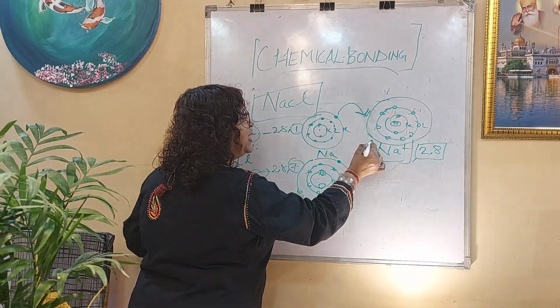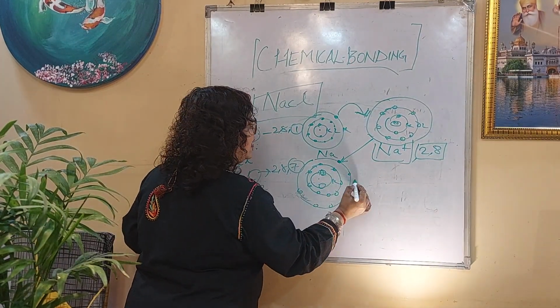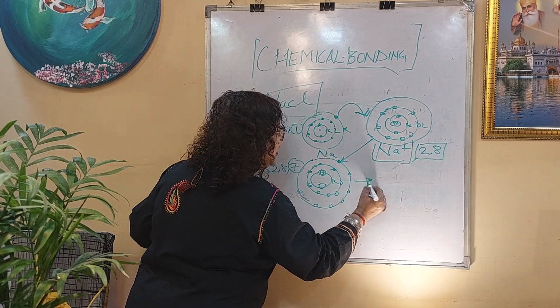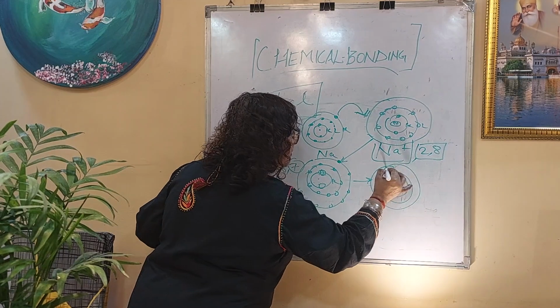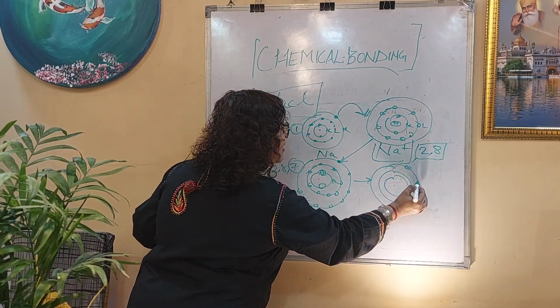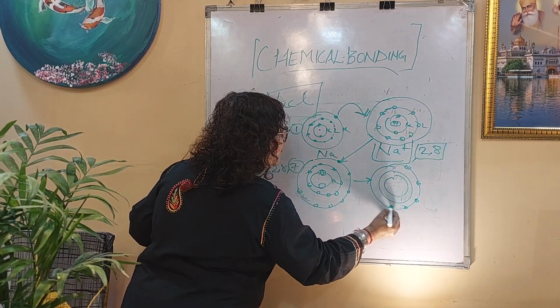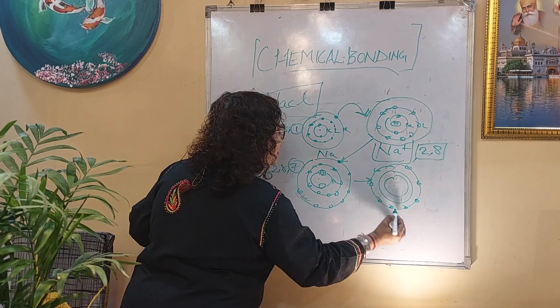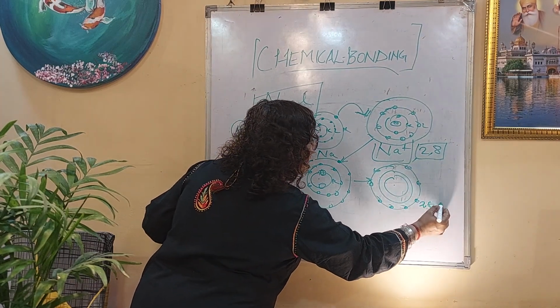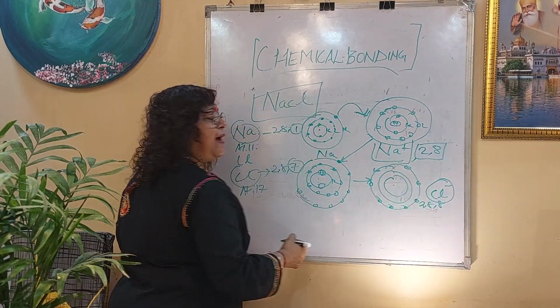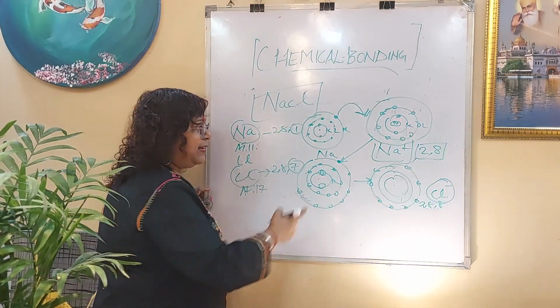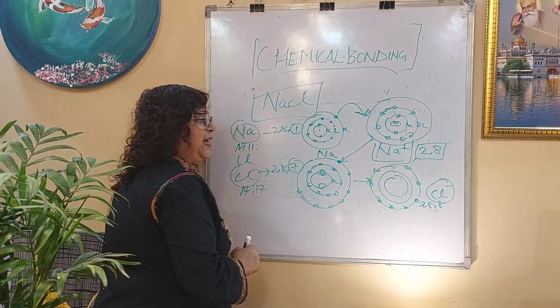So what will it do? It will take 1 electron from sodium and it will become an octet. 1, 2, 3, 4, 5, 6, 7, 8, and it becomes 2, 8, 8. This is the chloride ion, anion. Got it? Na plus and Cl minus, anion.